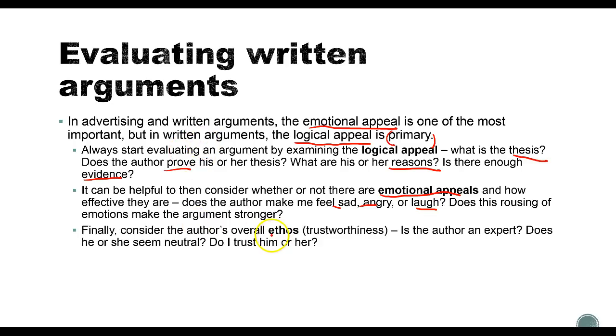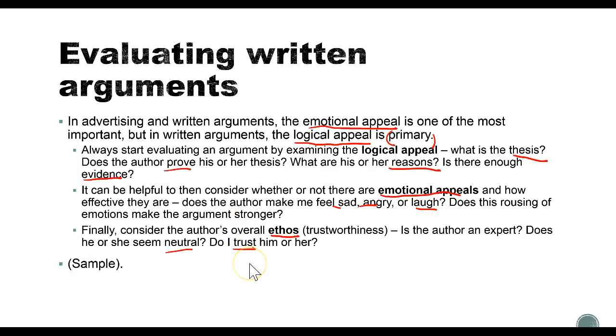Finally, you want to consider the author's overall ethos. So the ethos is based on the author's background. So is the author an expert? Does he or she seem neutral, or does he or she seem biased? And do I trust him or her overall, which has to do with the background and the neutrality, but also with the logical argument. You know, does the author have a lot of evidence? Does he or she look at counter arguments on the other side? All those things play into ethos.